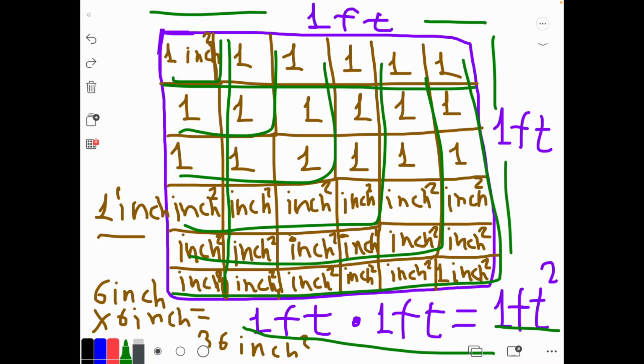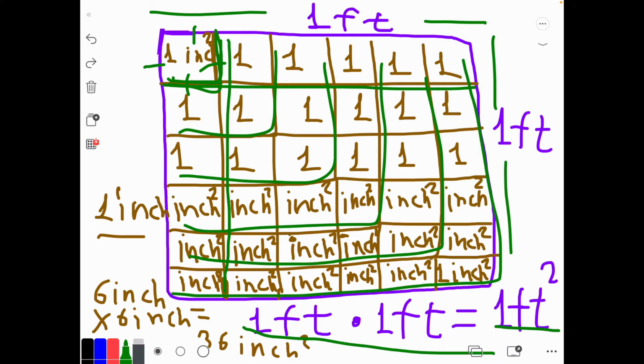Now, if I get the area of each of these squares, I'm going to get 1 inch squared. In order to get this area in square inches, we have to multiply 1 inch by 1 inch because squares have all the same sides. If you look at the square rule, I'm going to get 1 inch times 1 inch, which is 1 inch squared.